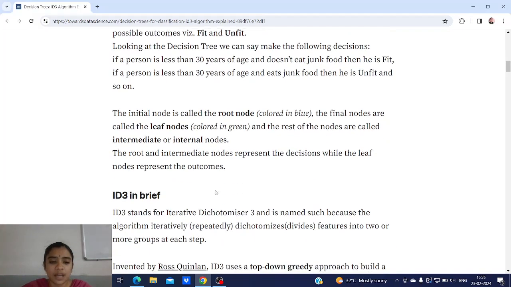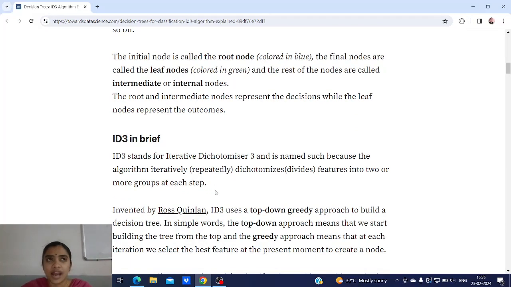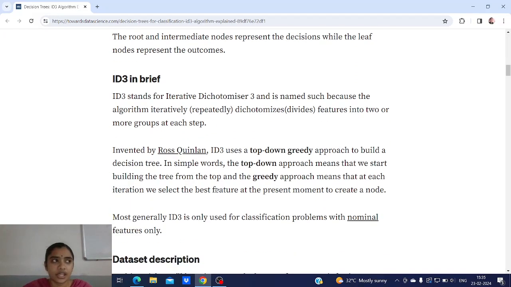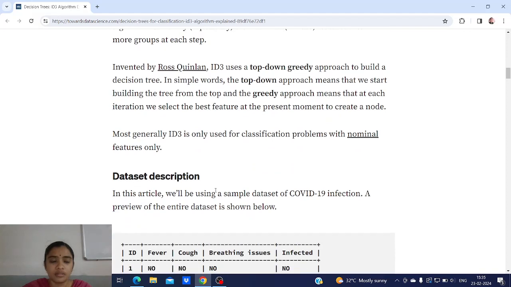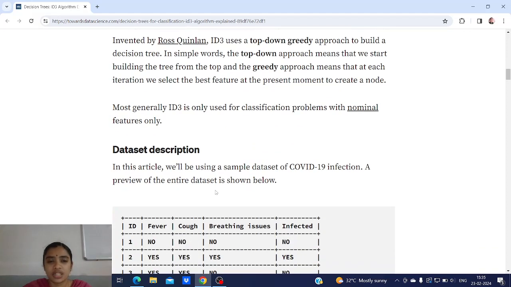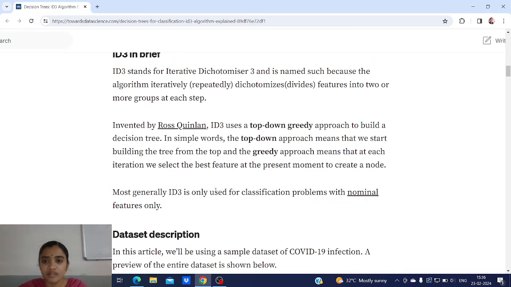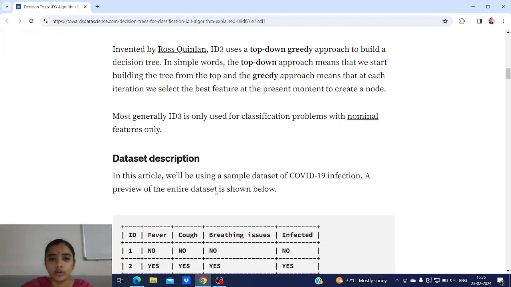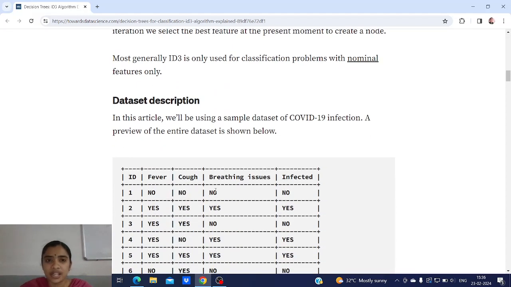Okay. Coming to the ID3 algorithm. So ID3 stands for Iterative Dichotomiser 3 algorithm. Dichotomiser is nothing but you have to divide, you have to split the features into two or more nodes. Okay, I want to build a decision tree.